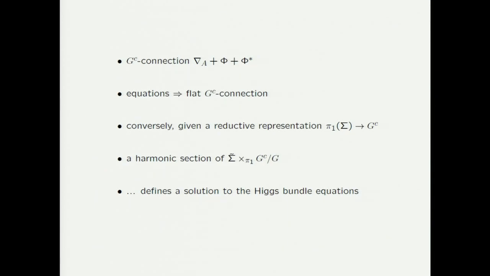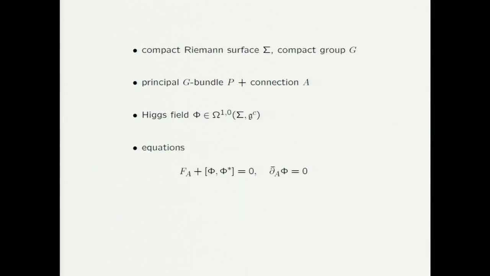And conversely, if you're given a reductive representation, then the same equations correspond to having a harmonic section of this bundle of symmetric spaces, and you rearrange the solution to find a solution to the Higgs bundle equations. So basically, you can go from representations of the fundamental group via harmonic maps to a solution to the Higgs bundle equations, or you can go from the holomorphic data satisfying some stability condition to a solution to the Higgs bundle equations either way.